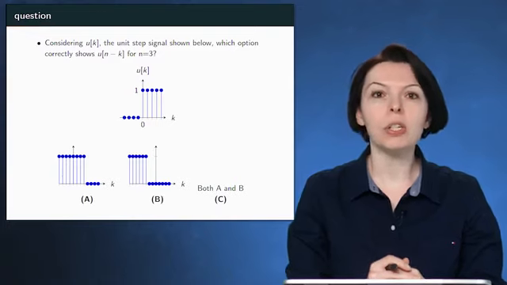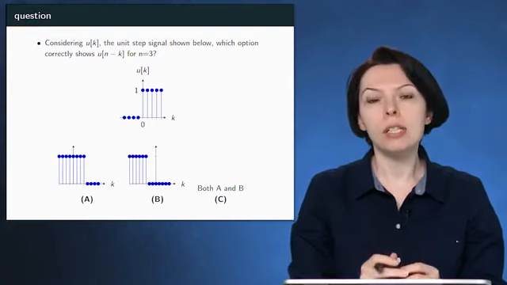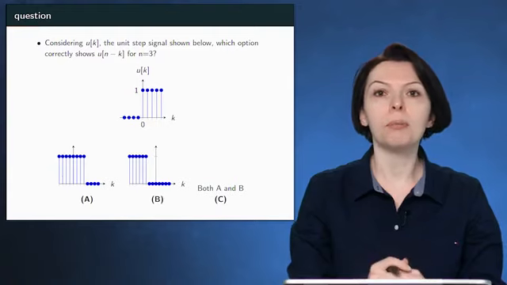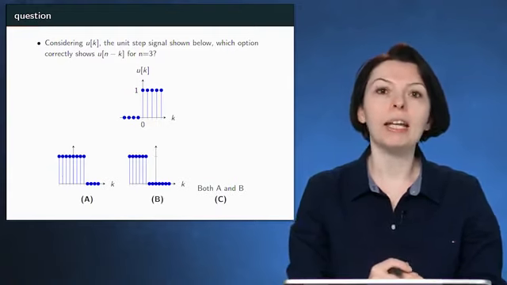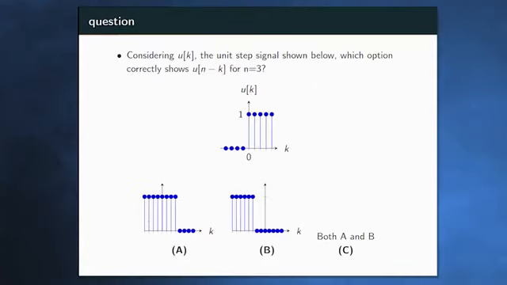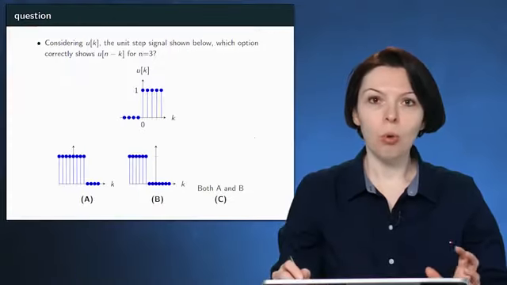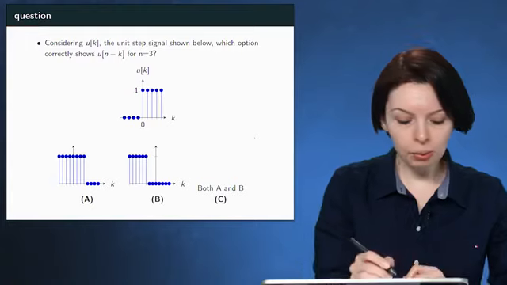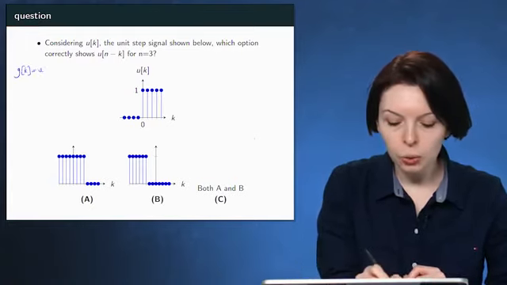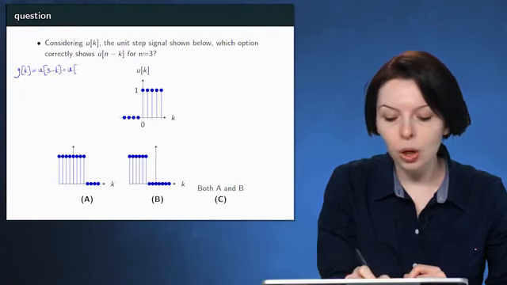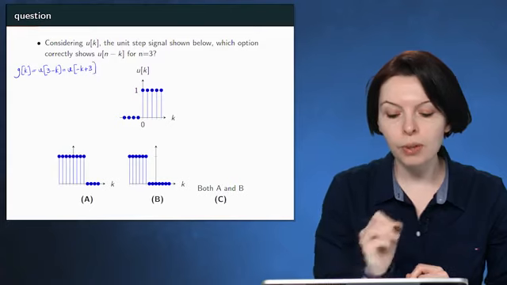So the question is, considering u[k], which is the unit step signal as depicted below, which option correctly shows u of n minus k for n equals 3? All right, so let's take a look. I have the signal u of k and I want to build u of minus k plus 3, or u of 3 minus k. So I'm going to name this new signal g of k, which is equal to u of 3 minus k, or equivalently I can write it as u of negative k plus 3.